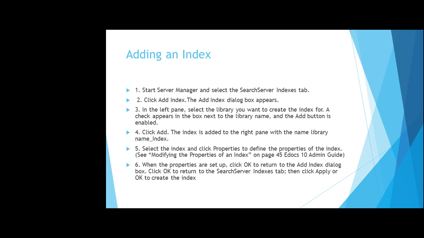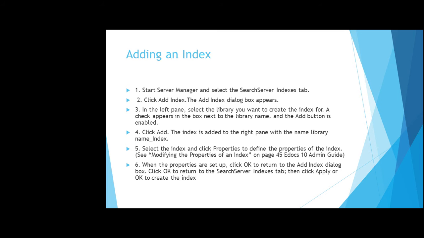You basically go into DM Server Manager, Search Server Indexes tab, add index, and set where you want the index to be built. One of the big catches, especially with eDOCS 10, is changing the default location. If you don't want it built to the default C program data OpenText DM indexes location, you need to change it at the default button in DM Server Manager.